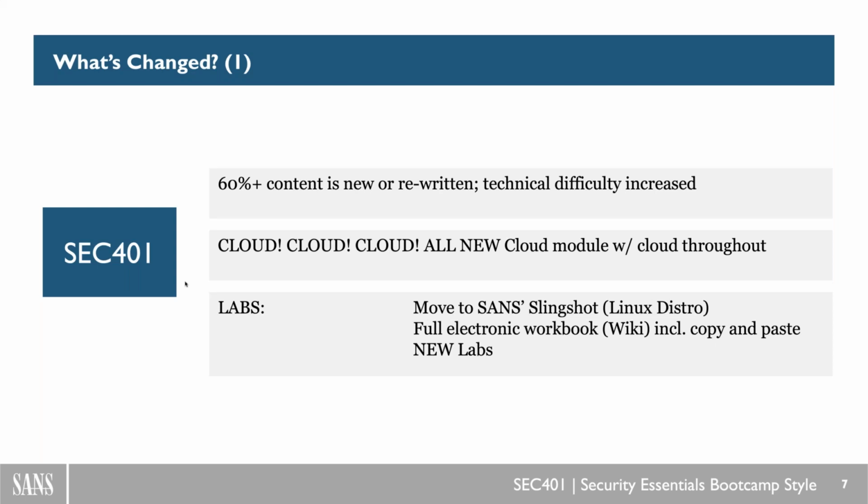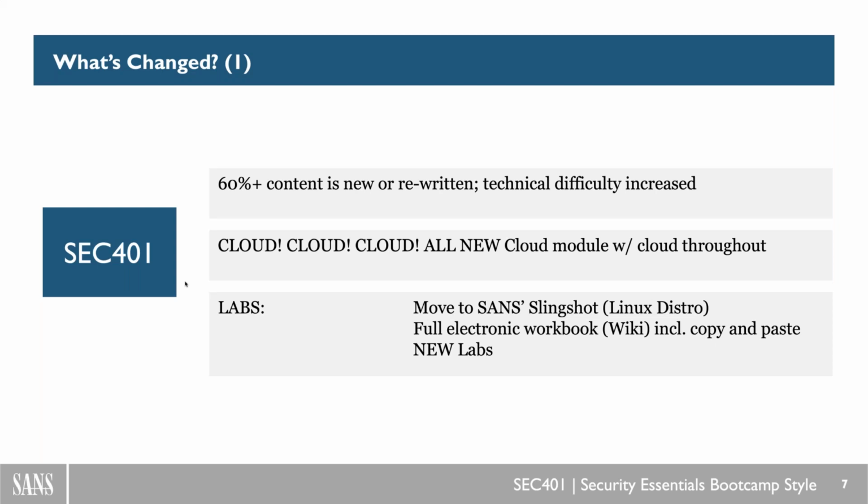First and foremost, we made a move to our own Linux distribution. It's called Slingshot. And one of the reasons we did that was to give consistency throughout our courseware. More and more classes at SANS will move to the Slingshot Linux distribution, and that just makes it easier for our students, our attendees, to move from class to class. It also gives them consistency and better ability for troubleshooting and support.